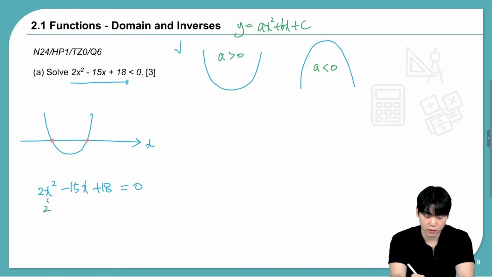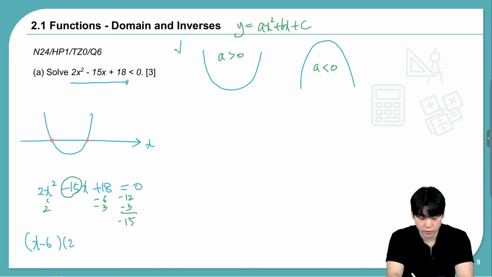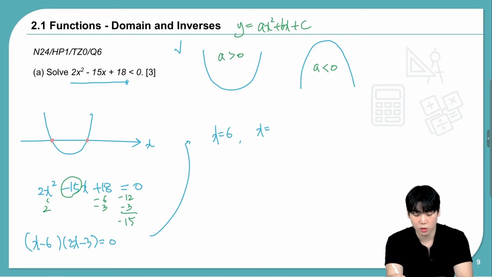I have 1, 2, I'll try 6, 3 this time. I have 12 and 3, and adding them, I get 15. But what I need is minus 15. So what I'm going to do is put a minus there. So it'd be minus 12, minus 3, and minus 15. So we do have the factors. That means I can rewrite this whole thing as x minus 6, 2x minus 3 is equal to 0. So our critical points are when x is equal to 6 and when x is equal to 3 over 2.